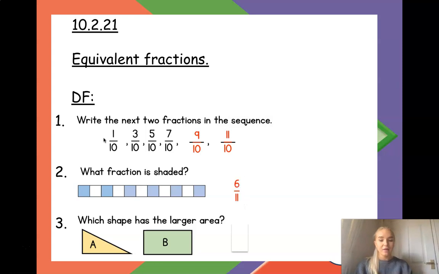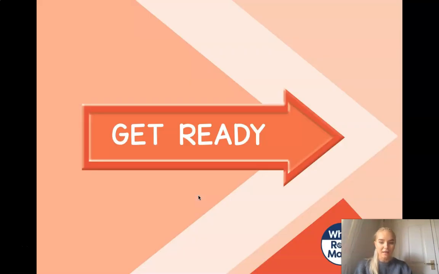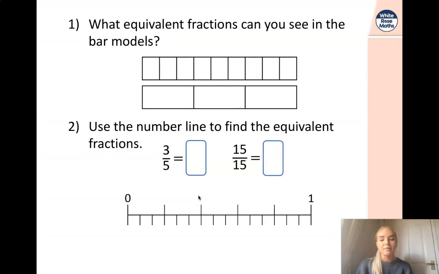Number 2, what fraction is shaded? Well, we can see that we have got 2, 4, 6, 8, 10, 11 all together, and 6 out of that 11 is shaded. And finally, which shape has the larger area? It is B.